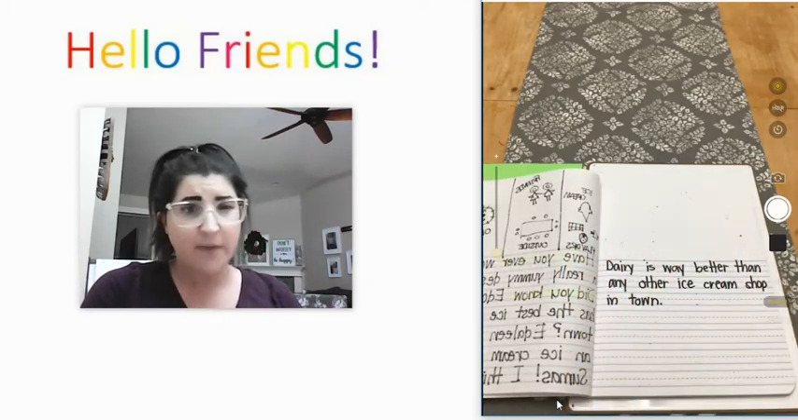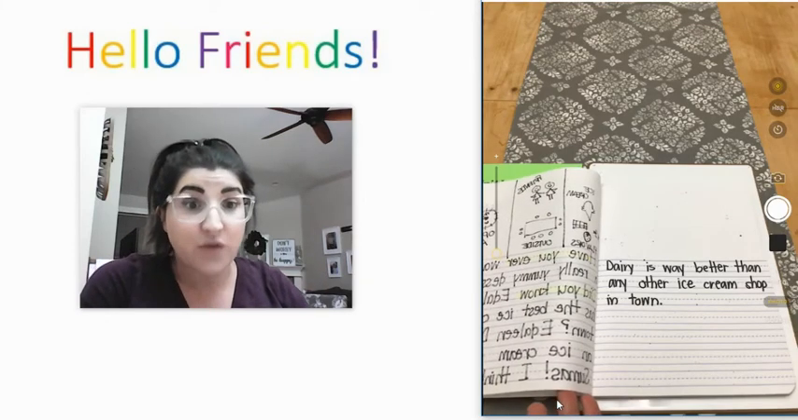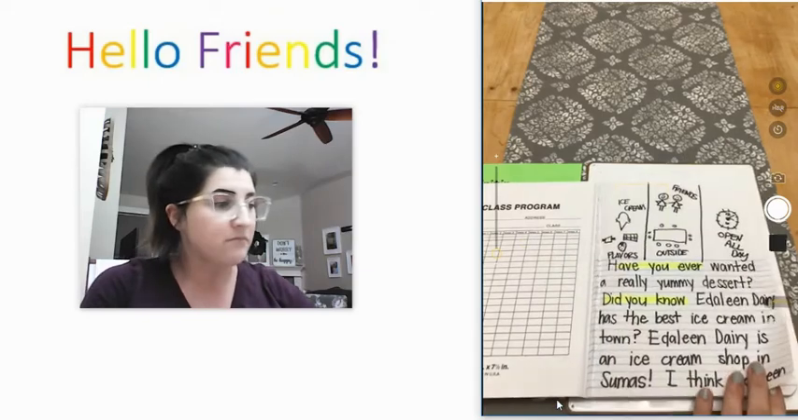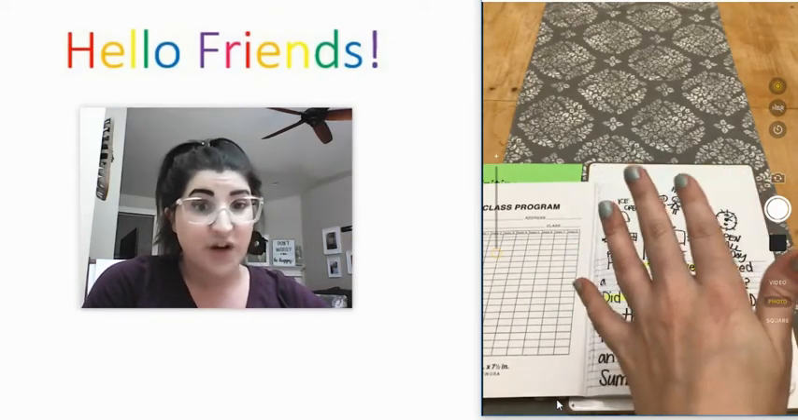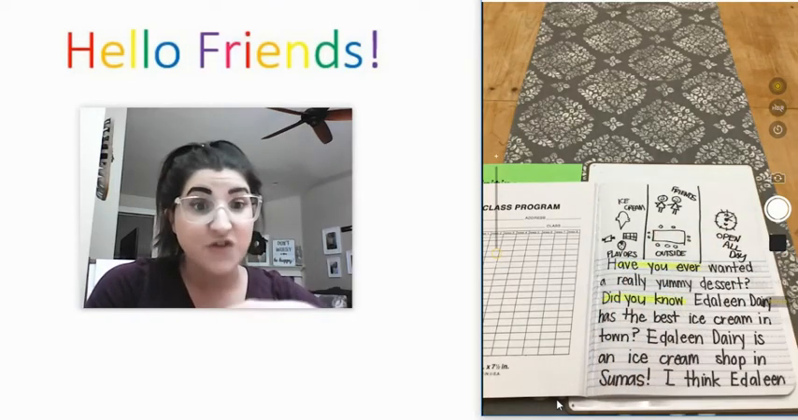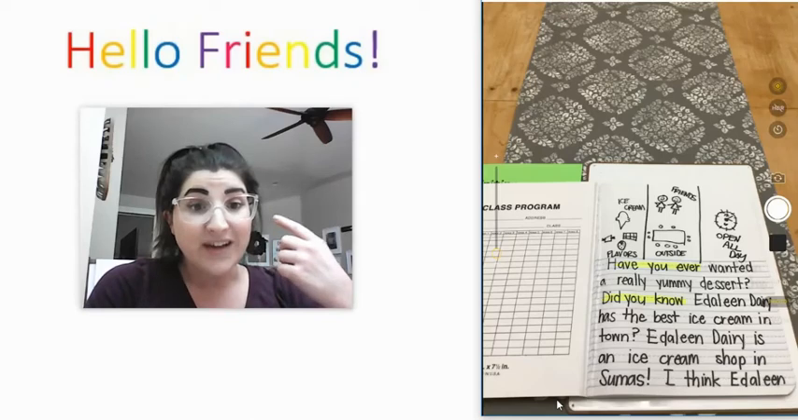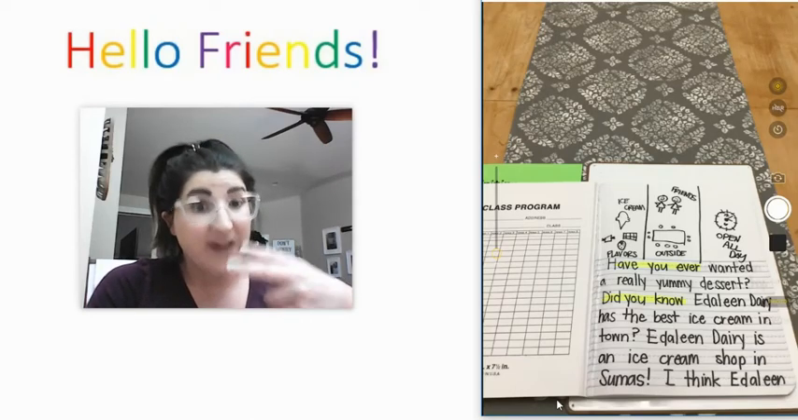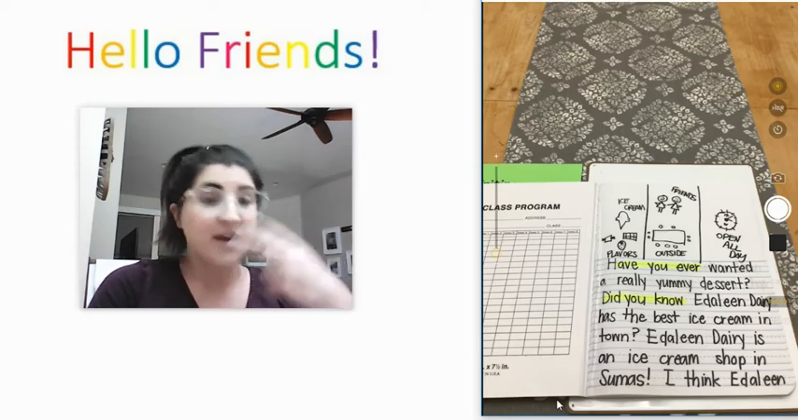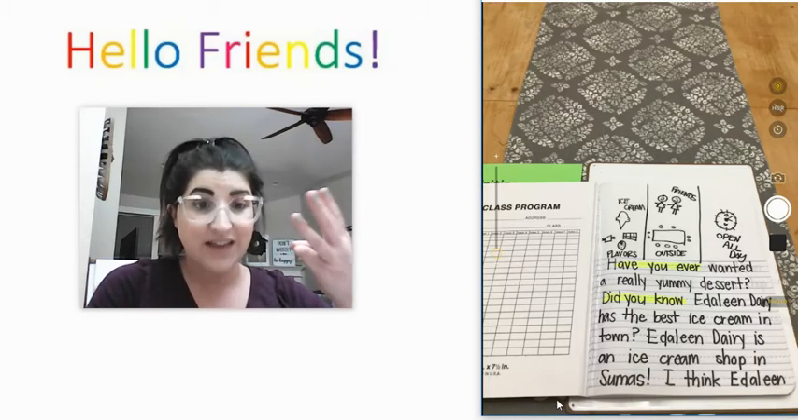Now I'm going to start by looking back at my plan so I can refresh my memory of what my 3 reasons are. Edaline Dairy is a great place for dessert because it has ice cream of all different flavors. You can sit outside and see a lot of people, so you can bring your friends and your family. And Edaline Dairy is open all day long, and in the summer, they're open even later.